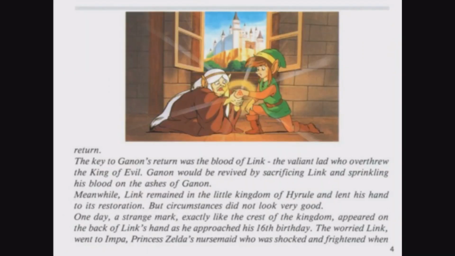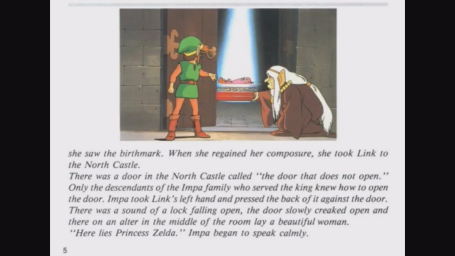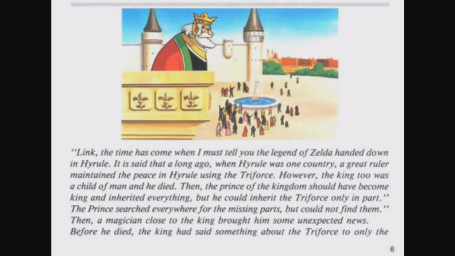The now 16-year-old Link notices a strange mark on the back of his left hand, exactly like the crest of Hyrule. He seeks out Zelda's nursemaid, who takes him to the North Castle, where a door has been magically sealed for generations. Impa places the back of his hand on the door and it opens, revealing a sleeping maiden. Impa tells Link that the maiden is Zelda, not the Zelda from the first game, but the Princess of Hyrule from long ago, and the origin of the titular Legend of Zelda.